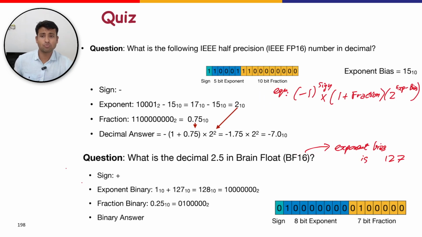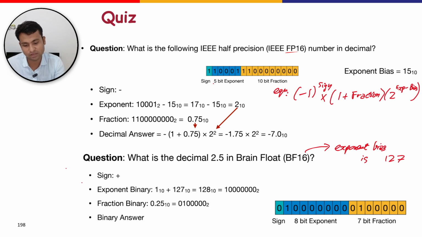So it's time for a small quiz. Actually, the answer is right in front of you, but still spend some time and get some practice. As I told you, the same concepts which we have learned in FP32 extend here as well. So if it's an FP16 number, the equation in the normal range would look the same: minus 1 raised to the power sign, times 1 plus fraction, times 2 raised to the power exponent minus bias.